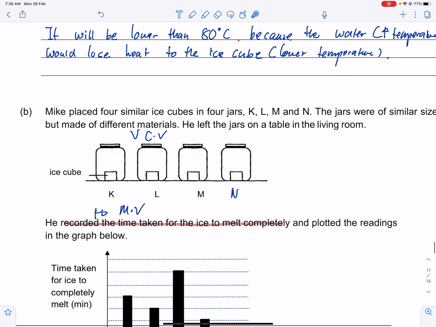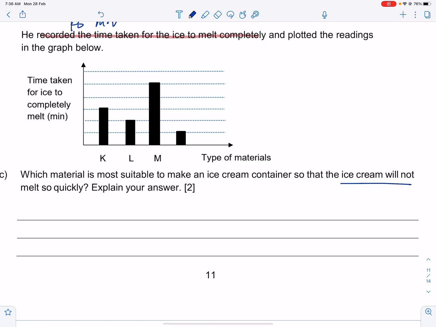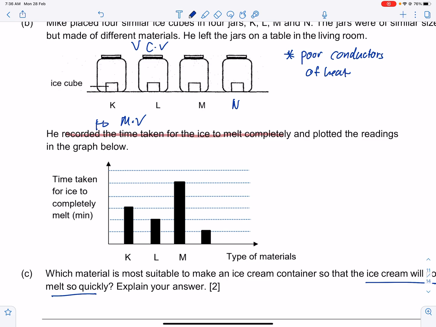So one look at this, and I know that this question has got to do with, first thing, always think of the concept, right? It's got to do with poor conductors or conductors of heat, right? So you want to have a poor conductor of heat specifically in this case because you want to prevent your ice cream from melting so quickly. So in this experiment, you can think of your ice cube as your ice cream. So when you take a look at your data, obviously M seems to be the best answer because M took the longest amount of time as compared to the rest of the materials for your ice to completely melt, since your ice is likened to your ice cream.